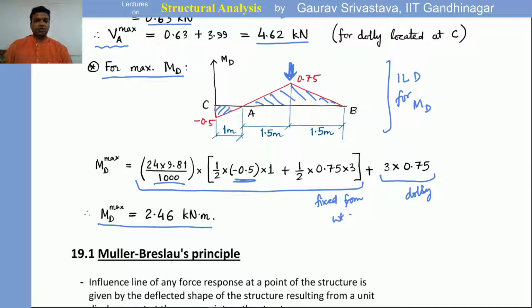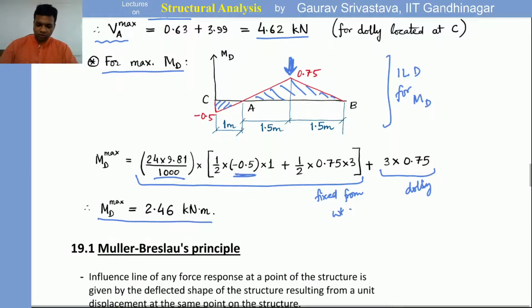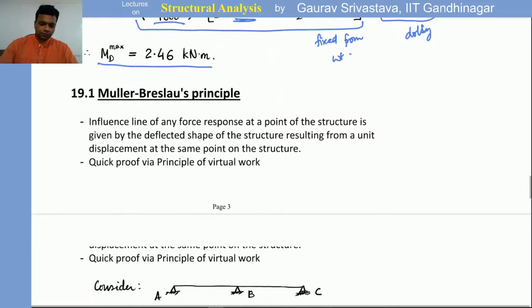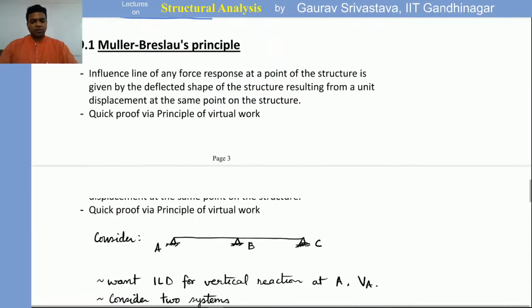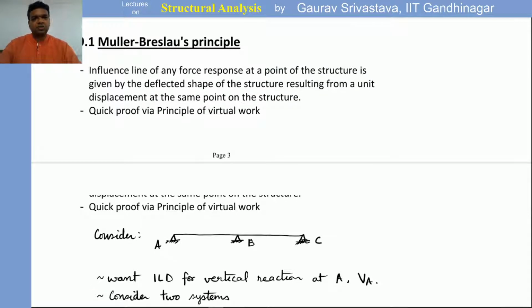Okay. So like this, we are able to use the influence line diagrams for calculating several things in case of moving loads. Now, that leads us to something called the Mueller-Breslau principle, right? Now, this principle allows us very straightforward construction of influence line diagrams.